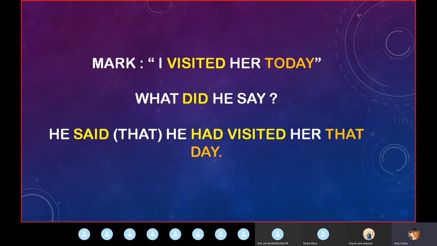Observe that is between parentheses because it's optional. Remember, you can use it or not. It is also important to notice that not only the verb is changed, not only the tense is changed. There are other elements in the sentence that also change, like today in this example. Today, in the moment of the conversation, is not our today. So today becomes that day. He said he had visited her that day.